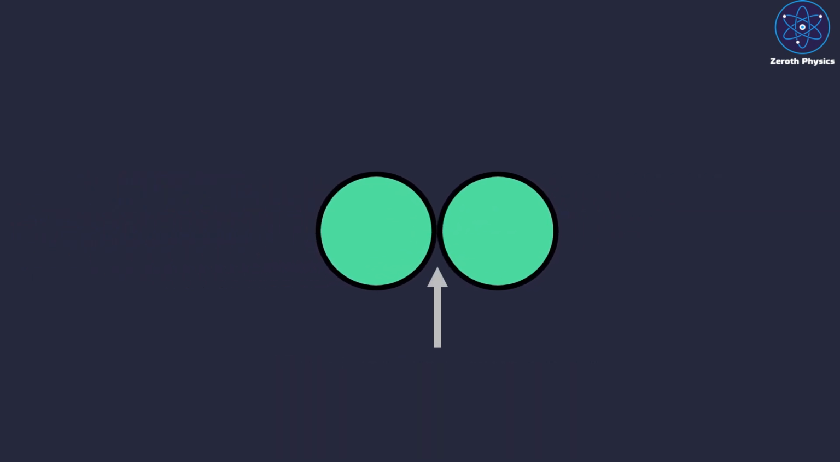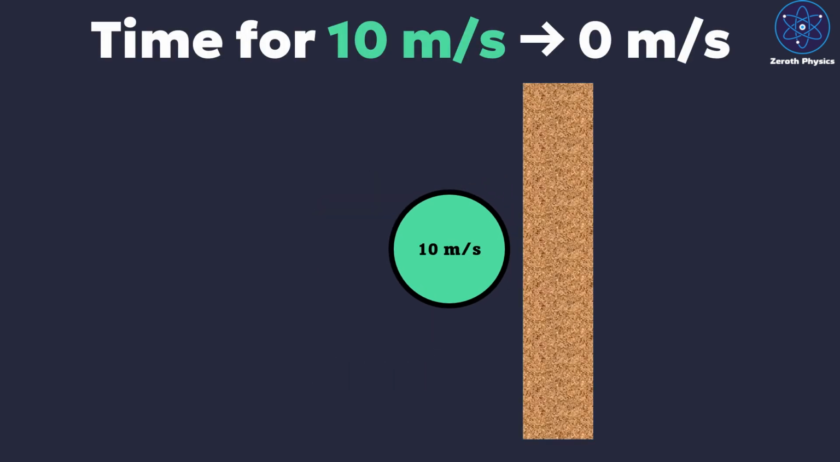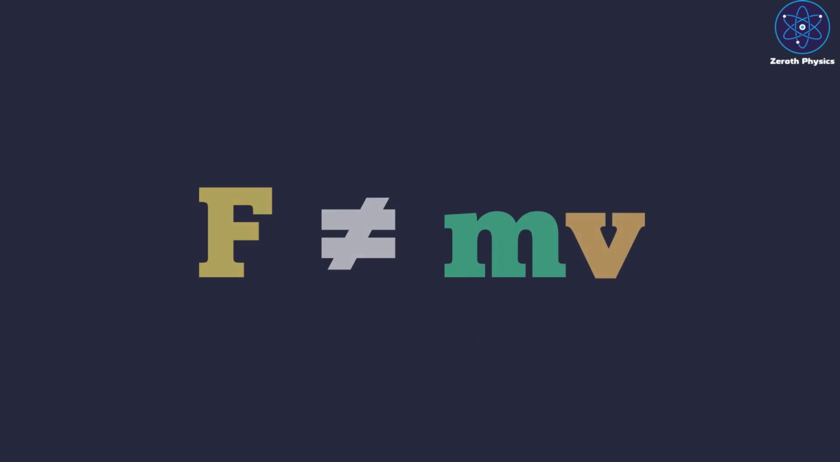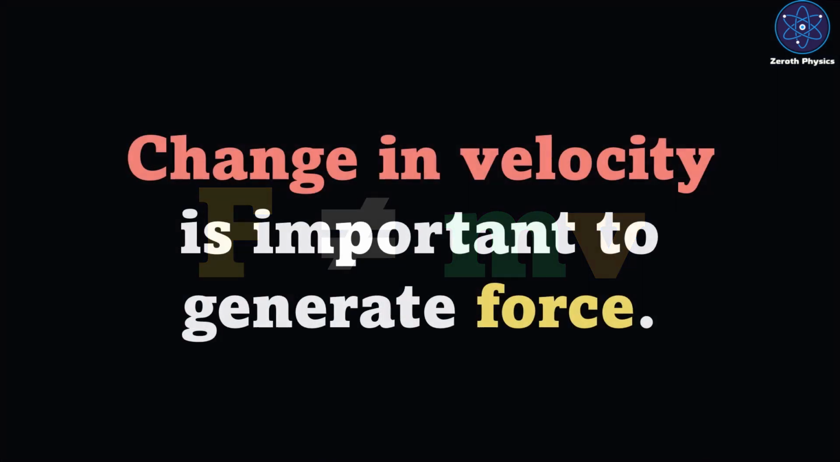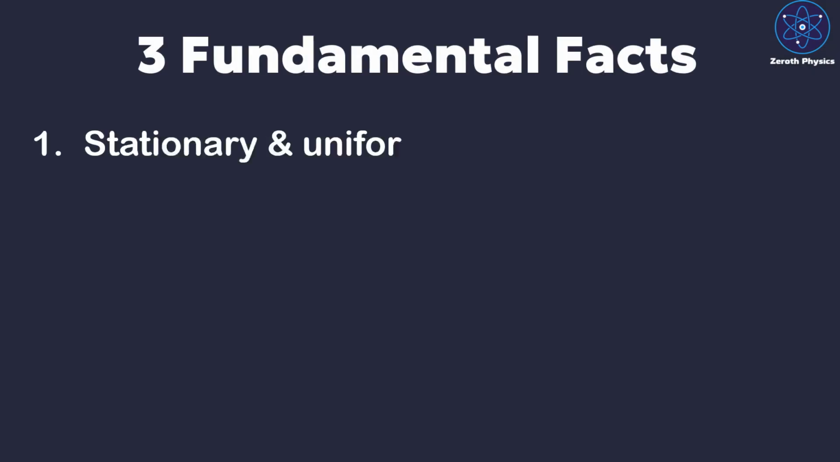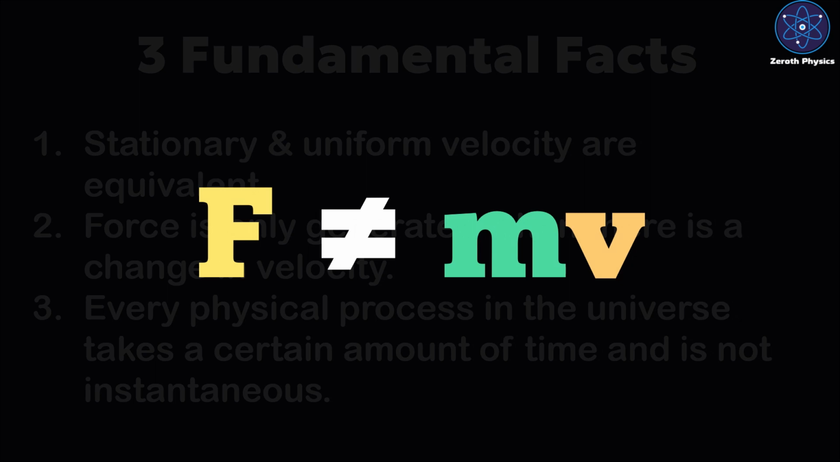Thirdly, collisions are not instantaneous processes. There is a very short time interval, known as the time of impact, for an object to change its velocity from 10 meters per second to 0. This time interval depends on the material involved. Therefore, force cannot be equal to mass times velocity because the change in velocity is important to generate force. By considering these facts, we can conclude that force cannot be equal to mass times velocity.